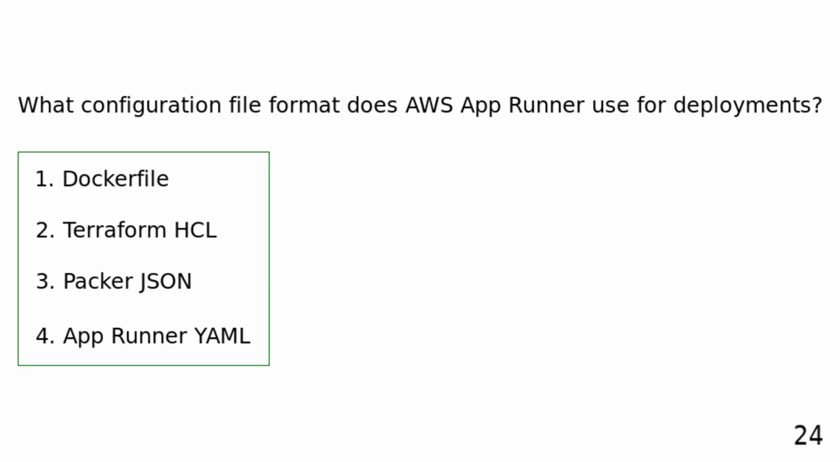What configuration file format does AWS App Runner use for deployments? Dockerfile. Terraform HCL. Packer JSON. App Runner YAML.